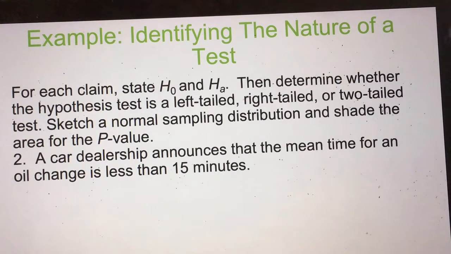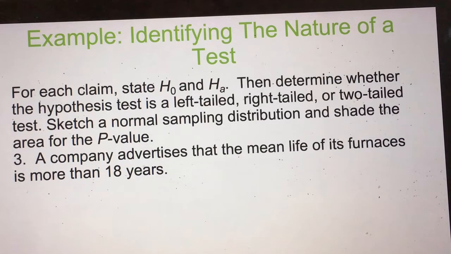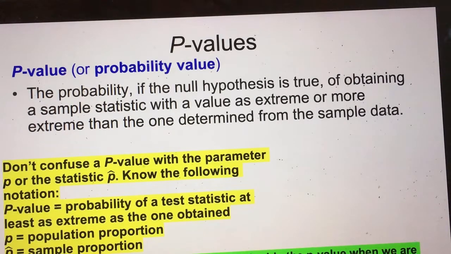For each claim, state H sub 0 and H sub A. Okay, a car dealership announces that the mean time for an oil change is less than 15 minutes. So the H sub A is less than, therefore we have a left-tailed test. And there's the p-value area there. Okay, so then a company advertises that the mean life of its furnaces is more than 18 years. So more than is going to be a right-tailed test. There you have it.